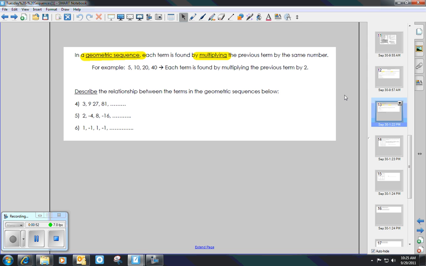We're also going to talk about geometric sequence. And geometric sequence is when you use the same number to multiply to get from one term to the next. So for example here, when we look at it, 5 times 2 is 10, 10 times 2 is 20, 20 times 2 is 40. Each term is found by multiplying the previous term by 2. Go ahead and see if you can figure out what the relationship between these terms are. What's the pattern here in 4, 5, and 6?